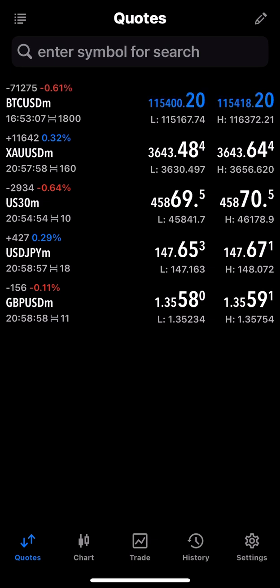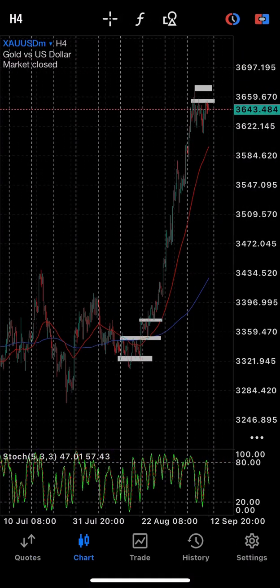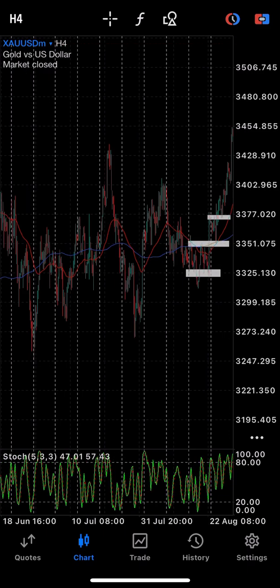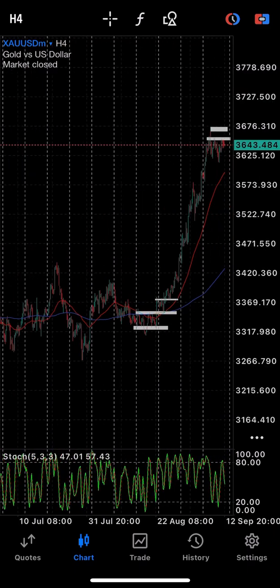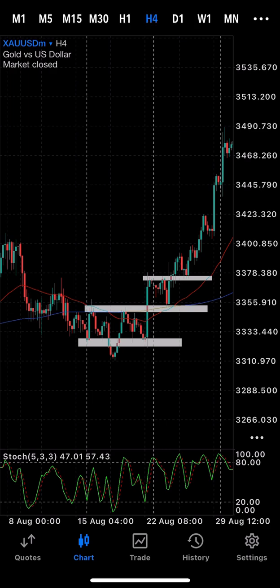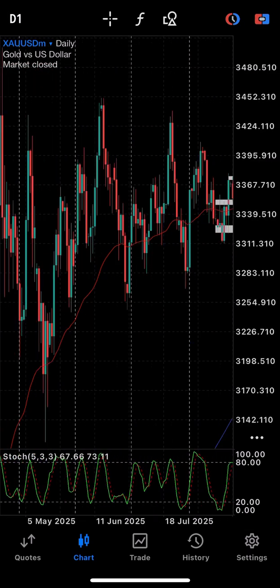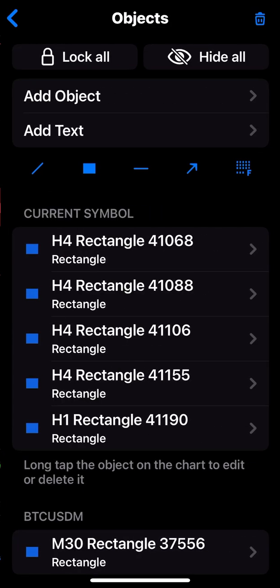Today I'm going to be sharing with you my analysis on gold. Alright, so let's start. Looking at gold from the 4 hours time frame here, you can see that the market has been bullish. There was a resistance on the daily time frame which the market broke.